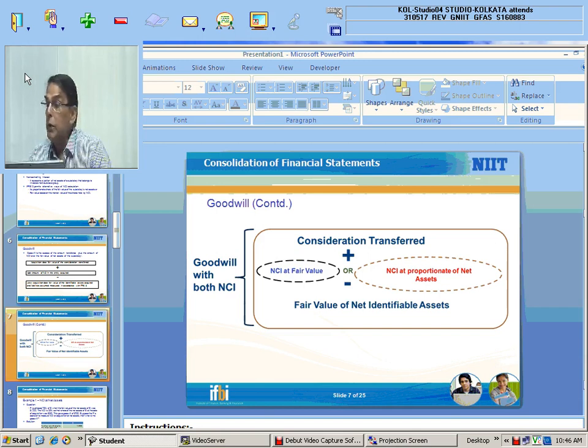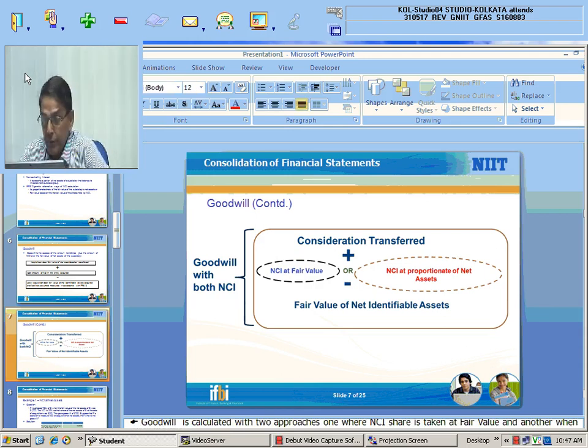Goodwill is calculated with two approaches. So we are calculating goodwill using two approaches. In one approach, NCI is taken at fair value of the shares held by the non-controlling or minority shareholders, or the NCI is calculated at proportionate share in net assets of the subsidiary. Both are easy to apply, so we'll see with some examples in the subsequent slides.